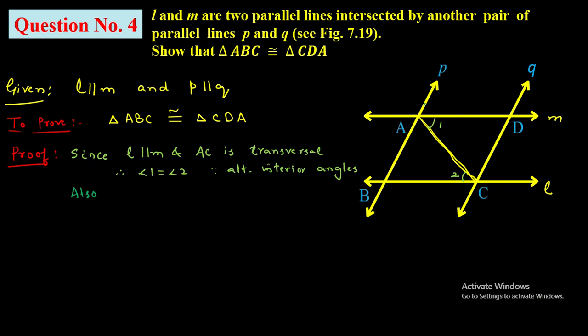line P is parallel to Q and AC is transversal. Therefore, let's name this one as 3. Angle 3 is equal to angle 4. Again, alternate interior angles.